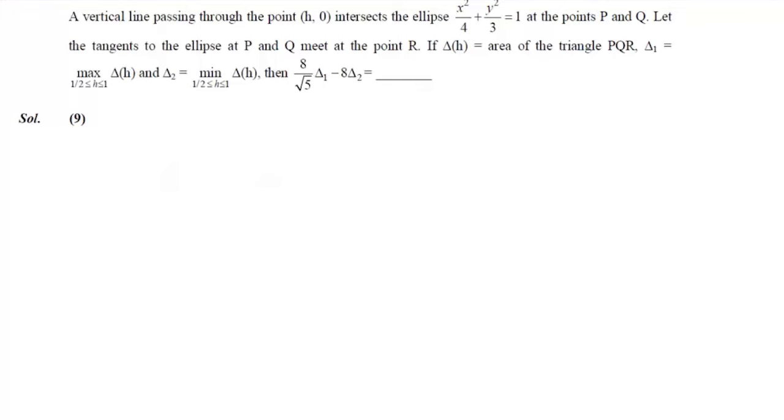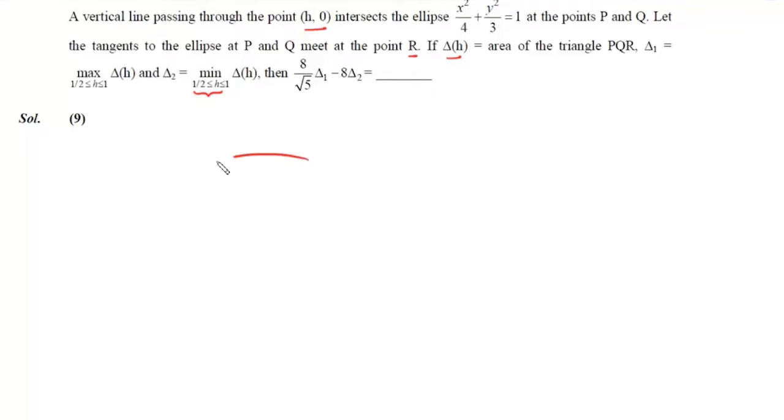Now here the question is: a vertical line passing through the point h, 0 intersects this ellipse at points P and Q. If tangents to the ellipse at P and Q meet at the point R, if delta h is the area of the triangle PQR, delta 1 is the maximum of this area and delta 2 is the minimum of this area, when the value of h lies between 1 by 2 and 1, then we need to find the value of 8 upon root 5 delta 1 minus 8 delta 2.